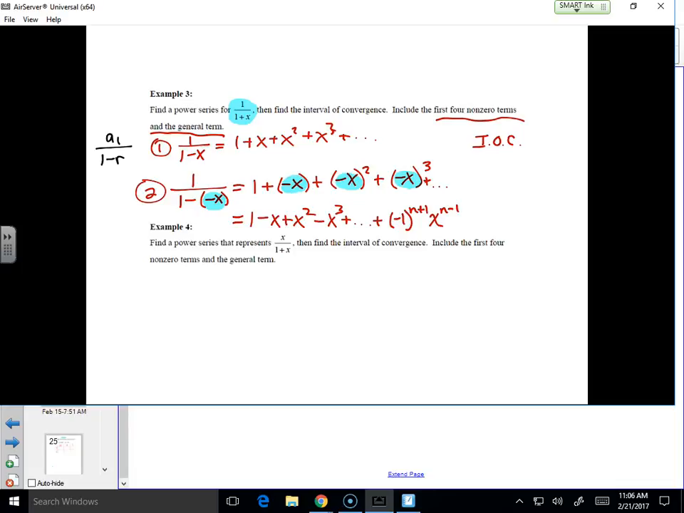So let's talk about that, because technically, didn't we skip part of what they asked us to do? Find the interval of convergence. How do we find the interval of convergence? What's r? Negative x, right? Can't we set negative x in between negative 1 and 1? If we solve, we multiply everybody by a negative. What's going to happen to all my inequalities? They're all going to flip, but you're still going to have the interval of convergence. x is still going to be within negative 1 to 1.